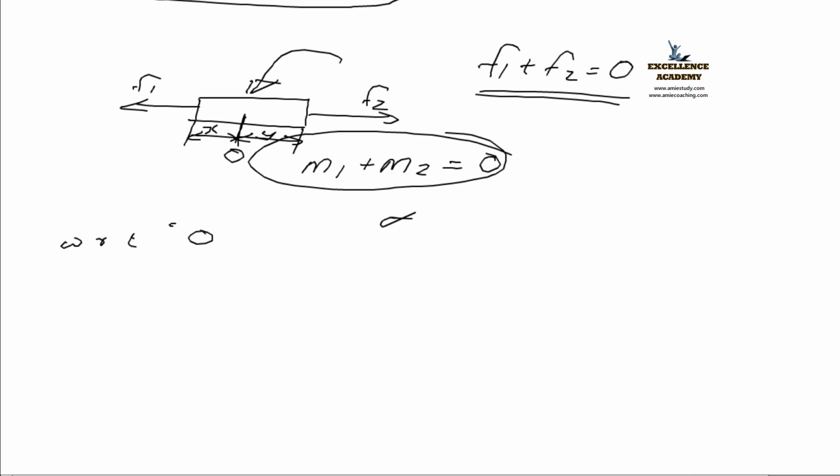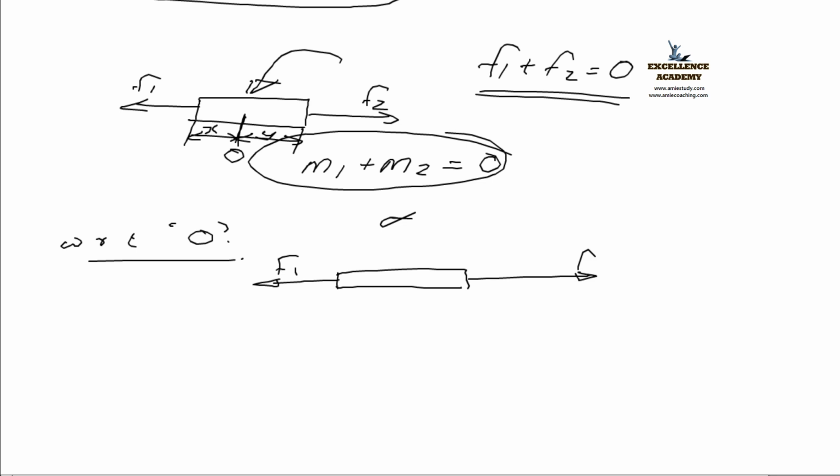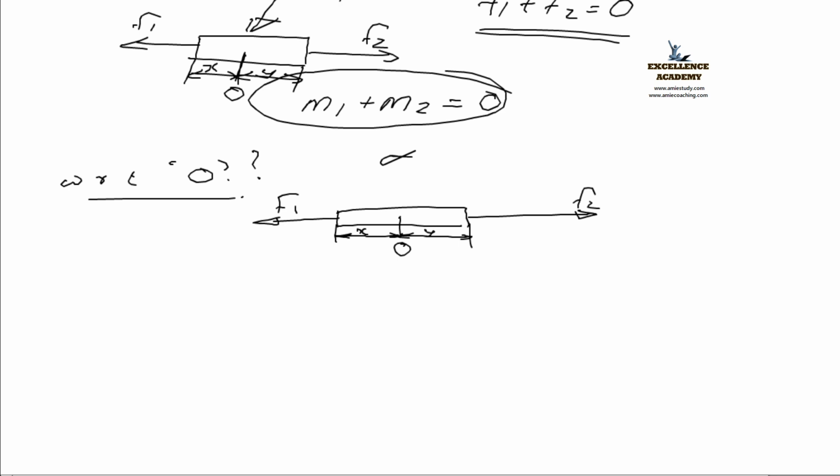With respect to O, we are going to take the moment. Here, this force is acting in this direction. That means it is in clockwise direction. And what about this one? With respect to O, this F2 is acting in this direction. Am I right? That means this is clockwise and this is anticlockwise or counterclockwise. And hence, I can say that the moment with respect to O due to F1 is F1 into X. Agreed?